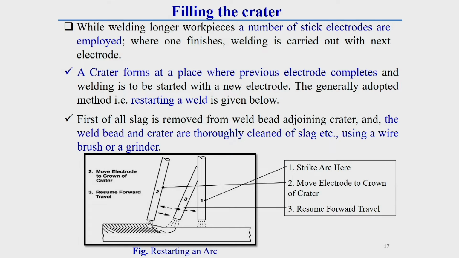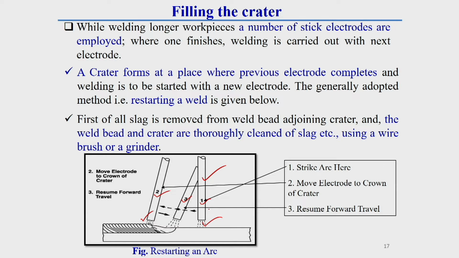What is this restarting sequence? Generally you tap the electrode away from the weld region, and after tapping you start the arc there. Immediately, in the second step, move the electrode to the crown of the crater. Then, in the third step, resume the forward travel and carry on the welding operation.